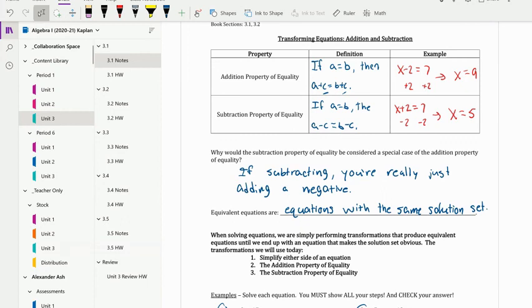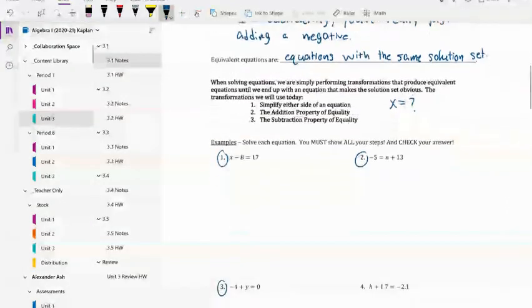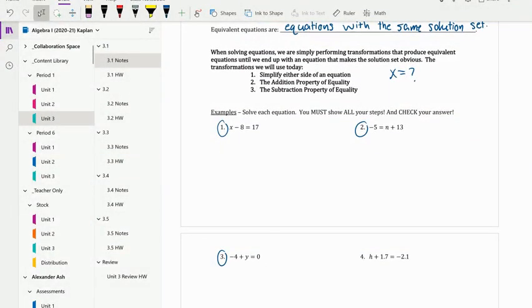So here we go. When solving equations, we are simply performing transformations that produce equivalent equations until we end up with an equation that makes the solution set obvious, right? We get something like x equals blank. The transformations we'll use today: one, the same stuff we talked about in units 1 and 2. We're going to simplify if there's any simplifying to be done. Can we combine like terms? Can we distribute anything? And then we're going to use these addition and subtraction properties of equality in no particular order. It does not matter which one comes first. You'll find more often than not that you do one and not the other.